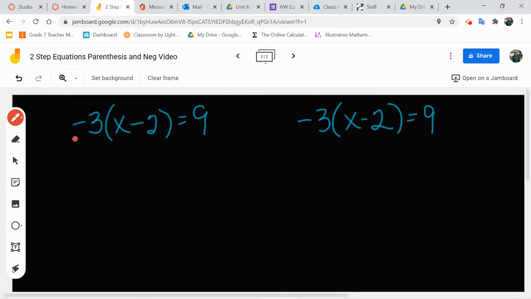In this problem, I'm going to work them again both ways. We have negative 3 times the group x minus 2 equals 9. Now, on this one, we have to be a little more cautious when we do the distributive property. And here's why. You have a negative outside and a minus inside.